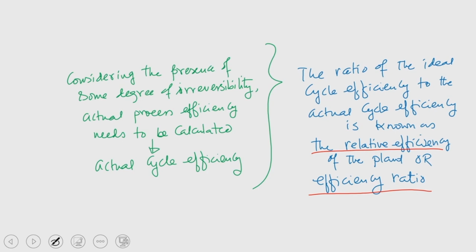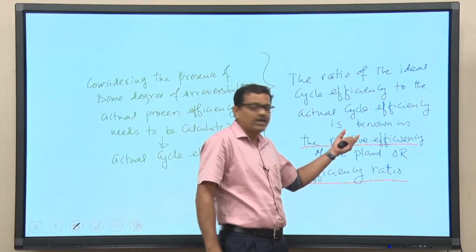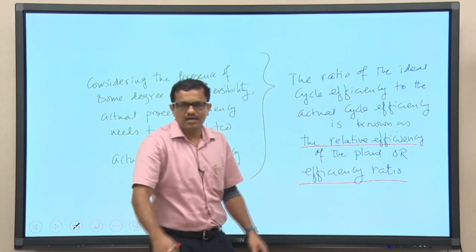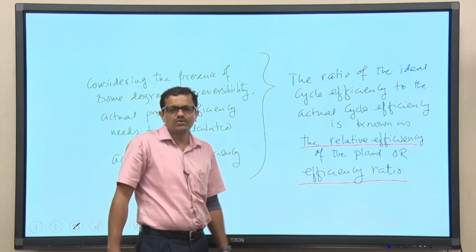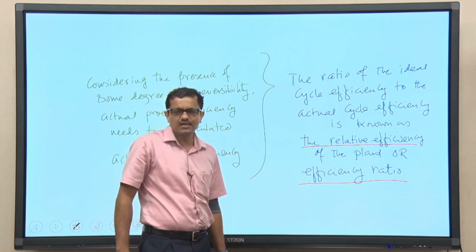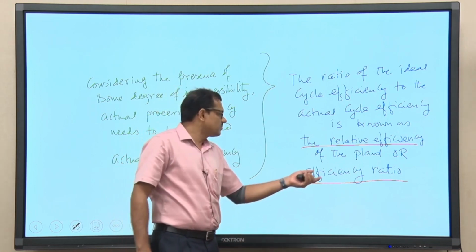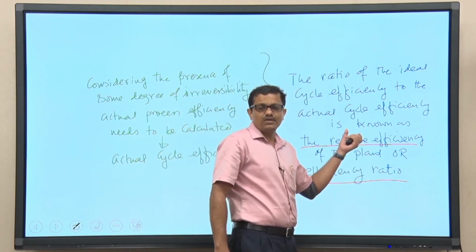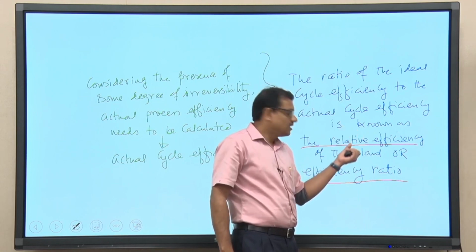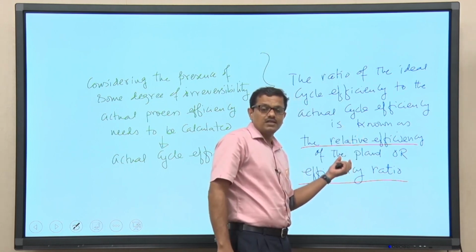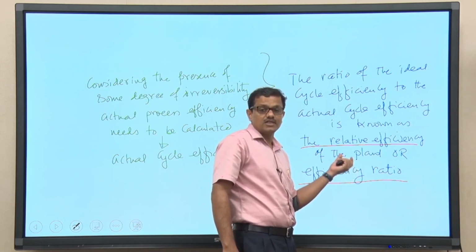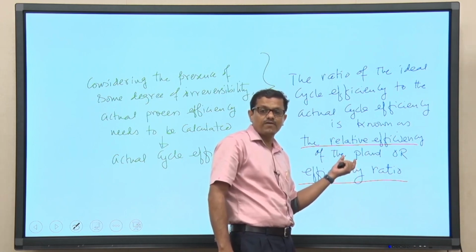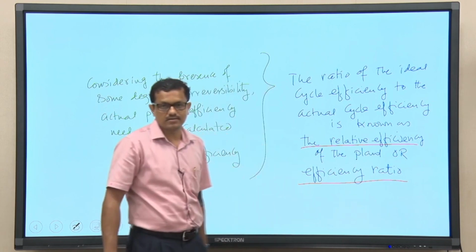So, can you tell me, knowing fully that in real practice all the processes are not ideal, why do we need to study this ideal cycle efficiency? Why do we need to calculate this ideal cycle efficiency and consequently the efficiency ratio? This is very important to understand, because this is used as the measure of perfections of all real cycles.